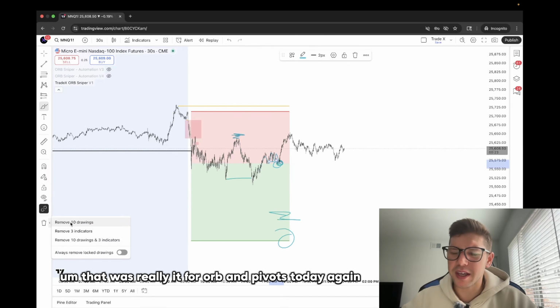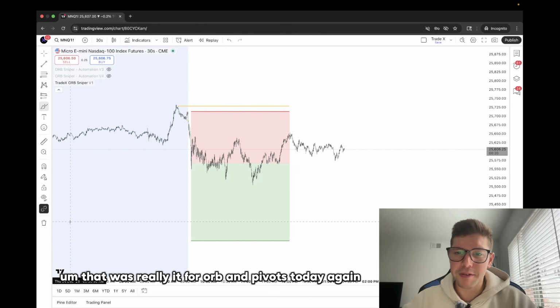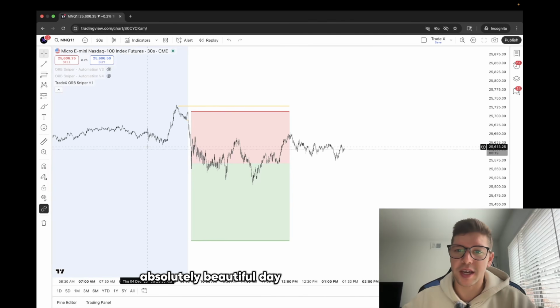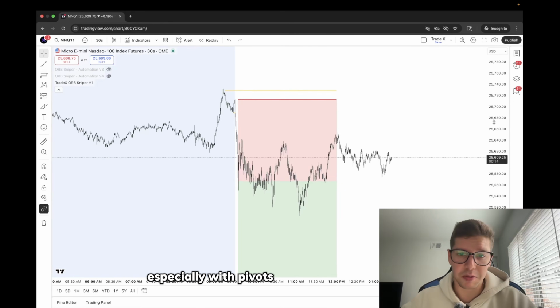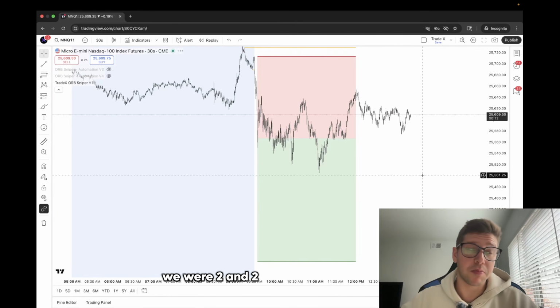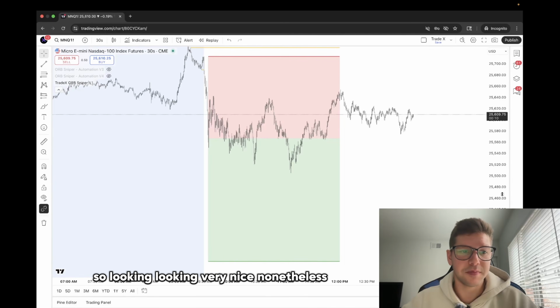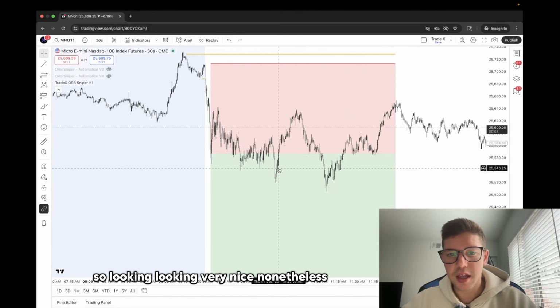But that was really it for ORB and pivots today. Again, absolutely beautiful day. We're now positive on the month with the community, especially with pivots. We're 2-2, so looking very nice.